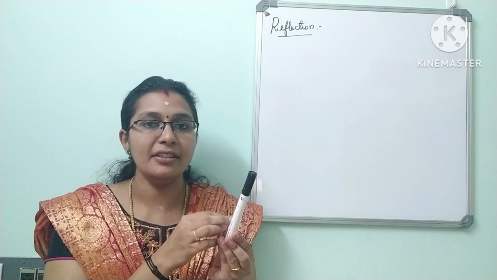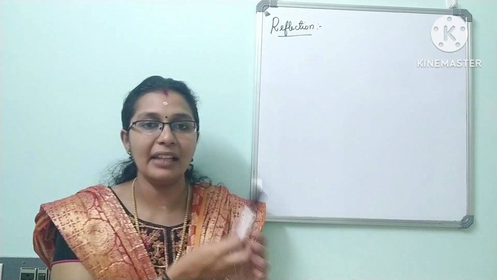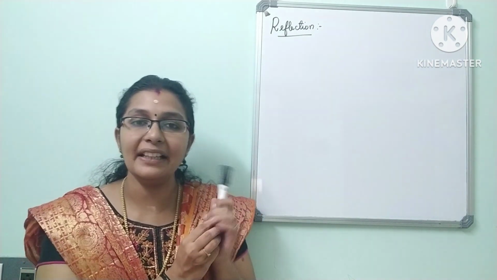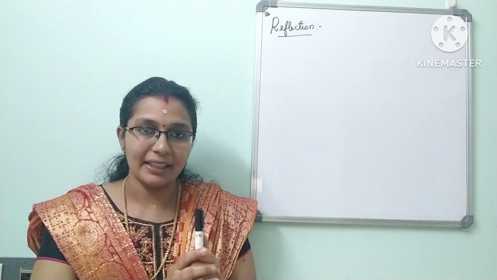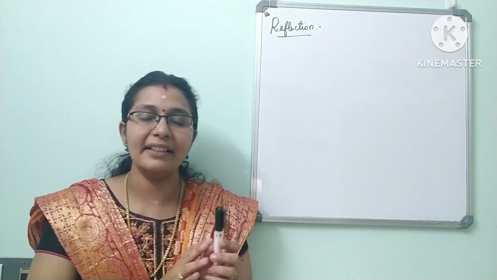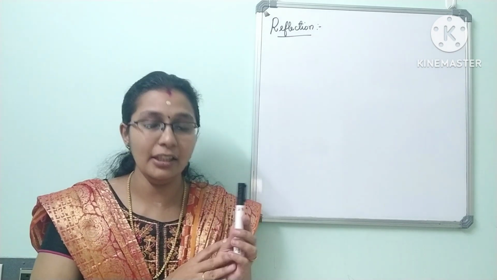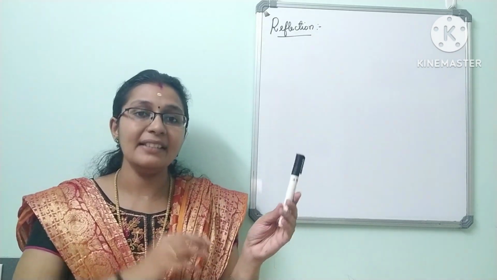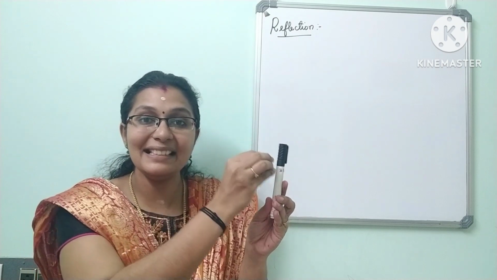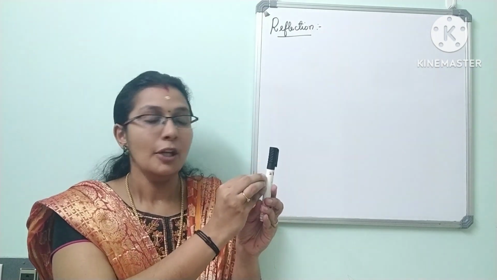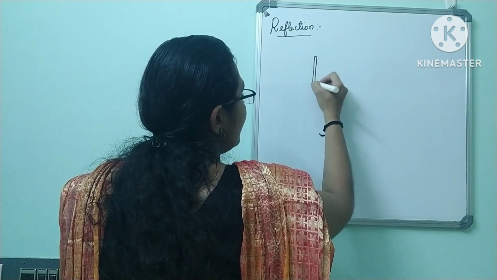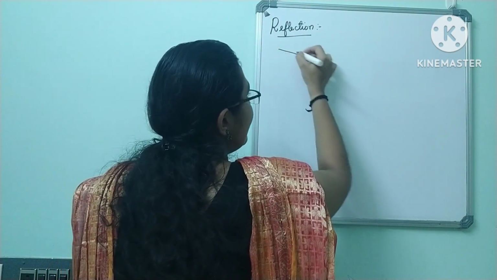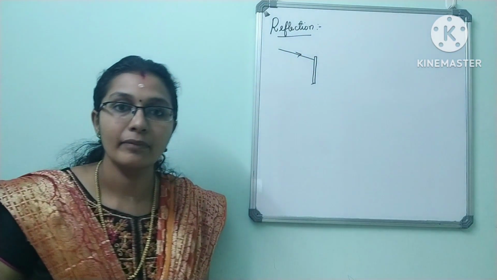So you know this pen is a non-luminous object. It does not have light on its own. So the source of light it uses is either sunlight or some tube light or something like that. For now let us consider sunlight to be the source of light. So what is happening is that the source of light is incident on this pen. Let us consider this to be the pen.